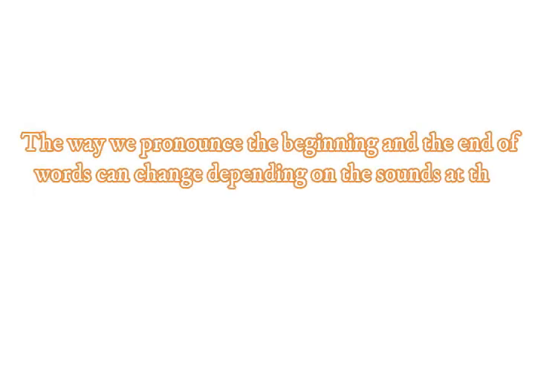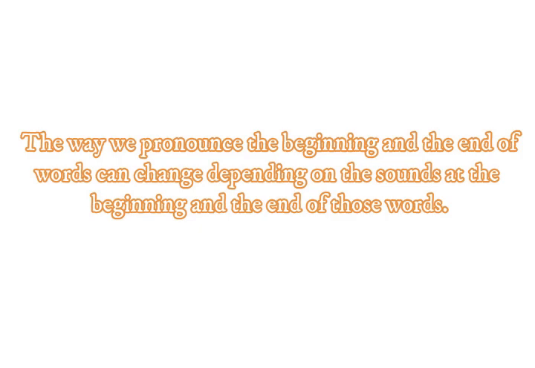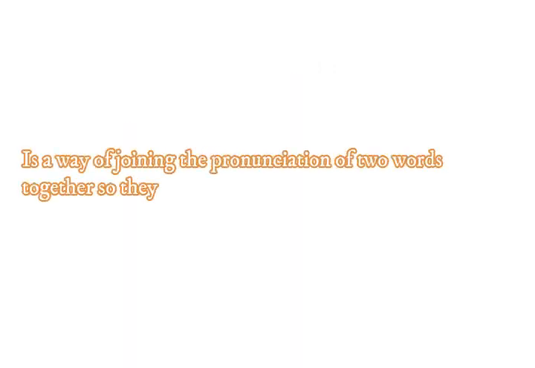So in today's lesson, we're going to look at three aspects of connected speech. Just like I said, when words are contracted or joined together, the way we pronounce the beginning and the end of the word can change depending on the sound at the beginning or the end of the word. When these happen, it's called connected speech. We'll be looking at sound linking, sound disappearing, and sound joining together. So starting with sound linking.